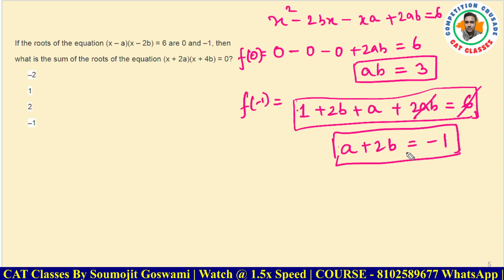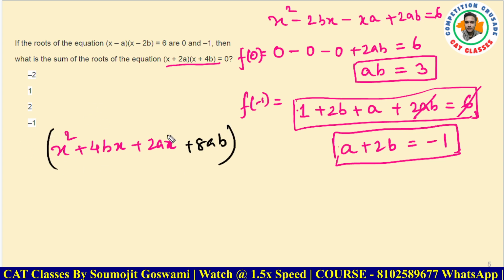What is it that they have asked? They have asked you to find the sum of the roots of this thing. So first of all, I need to get this into the quadratic format, which is going to be x square plus 4bx plus 2ax plus 8ab. Mind you, this is the second function.